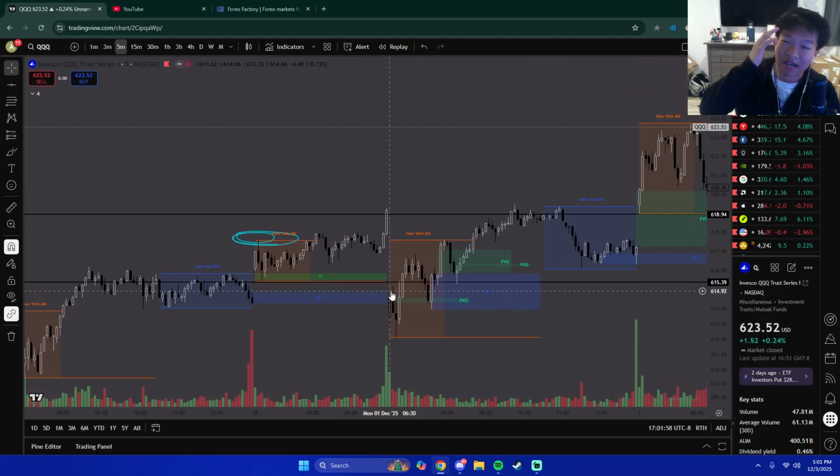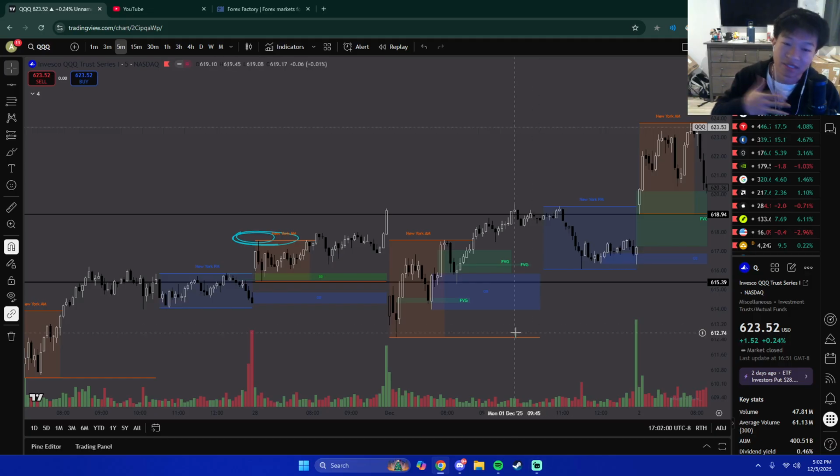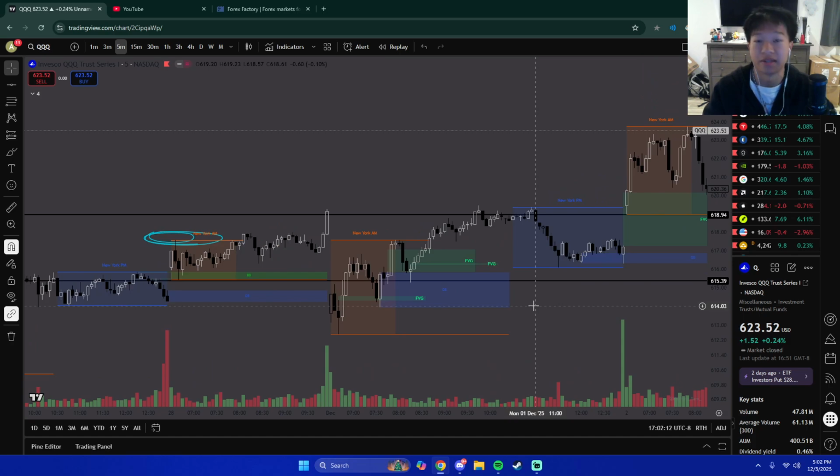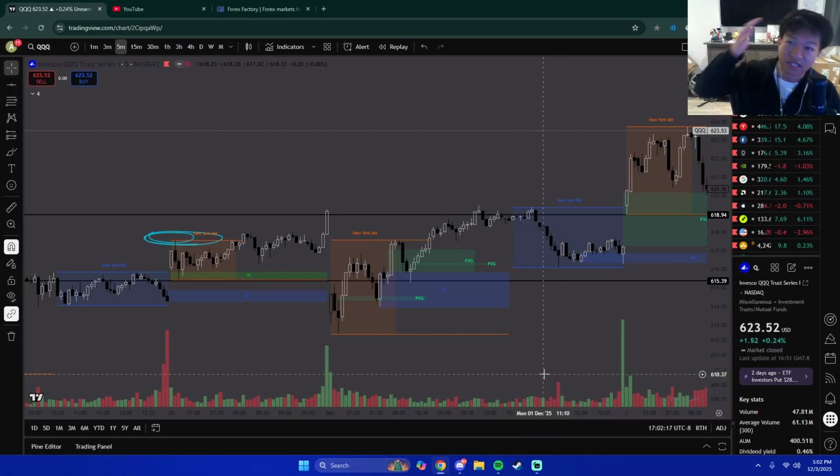I feel like I'm just yapping at this point, but that's literally how easy it is. So checklist: sweep a previous day high or previous day low, look for a break of structure and a fair value gap, and you want it to be an engulfing candle, by the way. You don't want to enter on some weak candle. So yeah, that's literally it. I'm explaining it in dummy words so you guys can understand, and that's about it.